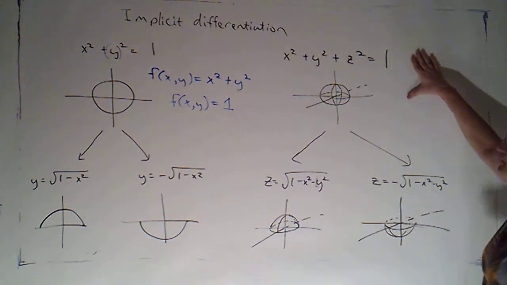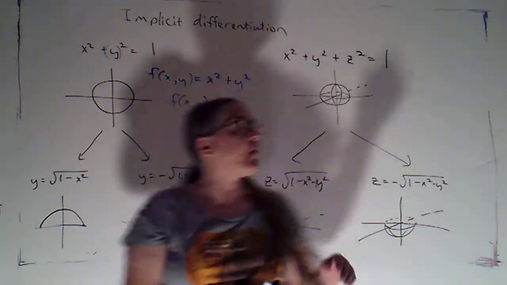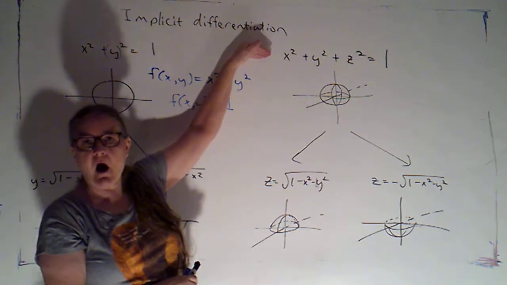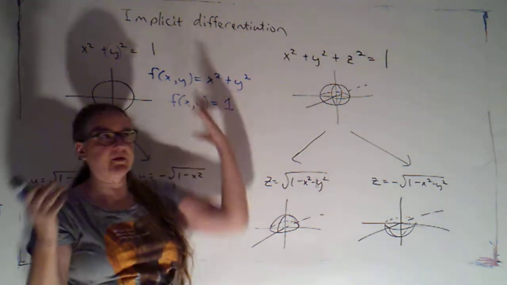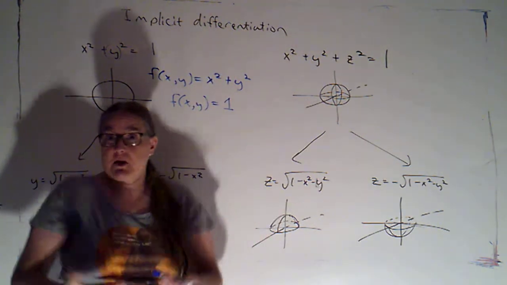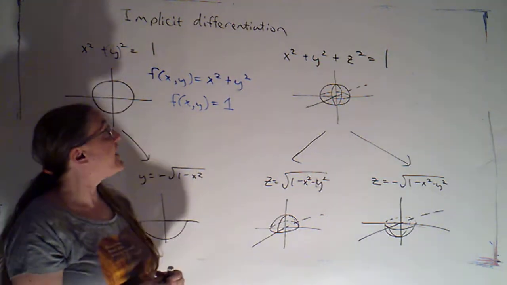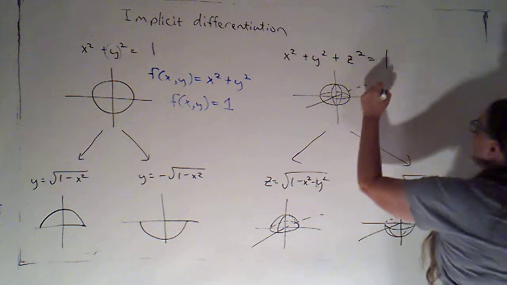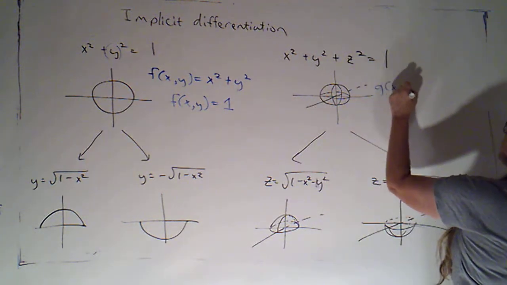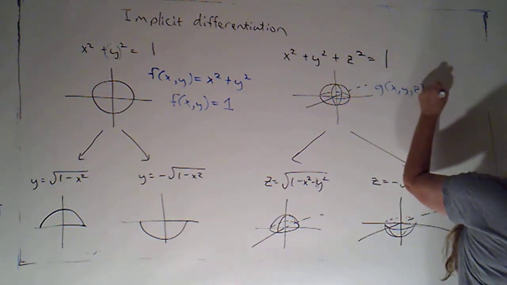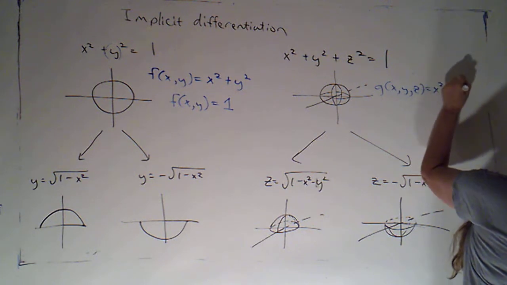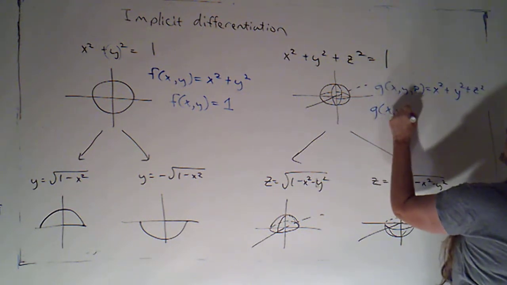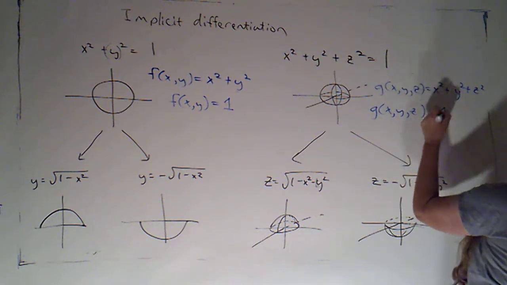Now here, I've got the equation for the unit sphere. And again, when we first saw the unit sphere, we probably just thought of that as the equation for a sphere, because we were just learning about spheres. We hadn't yet talked about functions of more than one variable. But I can view that as a level surface for this function, g of x, y, z equals x squared plus y squared plus z squared. That's just the level surface g of x, y, z equals 1.